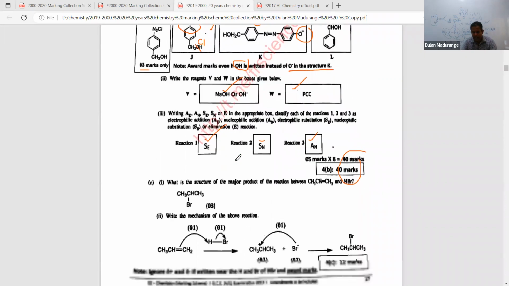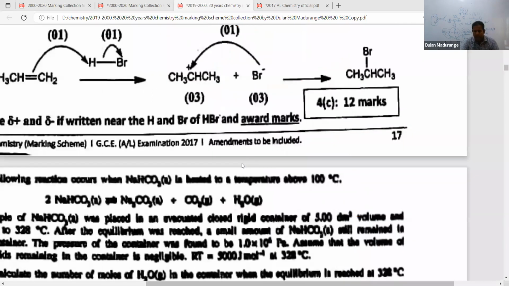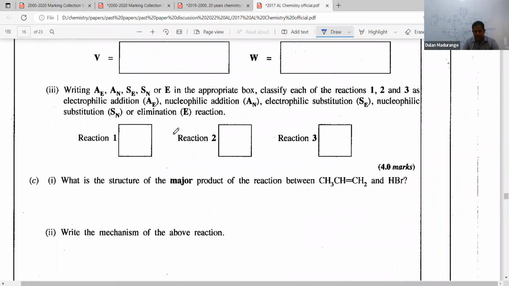Okay, last part. Here, this is the question. Write the mechanism of the above reaction.